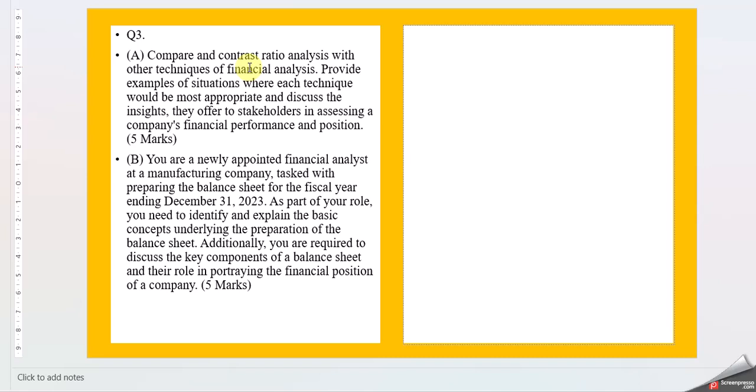Compare and contrast ratio analysis with other techniques of financial analysis. Provide examples of situations where each technique would be most appropriate and discuss the insights they offer to stakeholders in assessing the company's financial performance and position. In part B, you are a newly appointed financial analyst at a manufacturing company tasked with preparing the balance sheet for the financial year ending 31st December 2023. As part of your role, you need to identify and explain the basic concepts underlying the preparation of the balance sheet. Additionally, you are required to discuss the key components of a balance sheet and their role in portraying the financial position of the company.